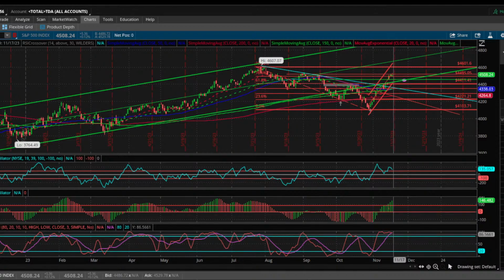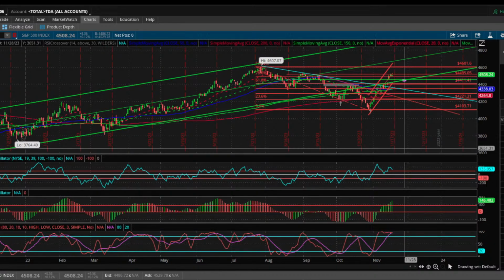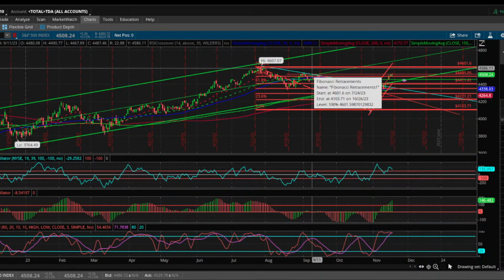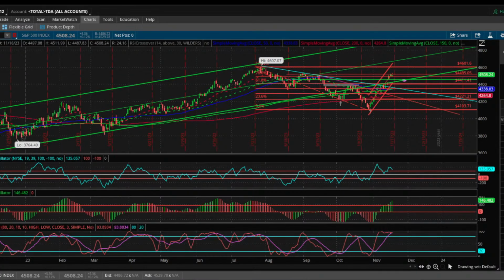I just think we probably have maybe one more session. Maybe tomorrow, maybe we start heading down on Monday or Tuesday. I would not be surprised. We're not at extremes, but we are reaching extremes. Last time we pulled back was all the way up here on the awesome oscillator, and you can see we're not there yet, right?